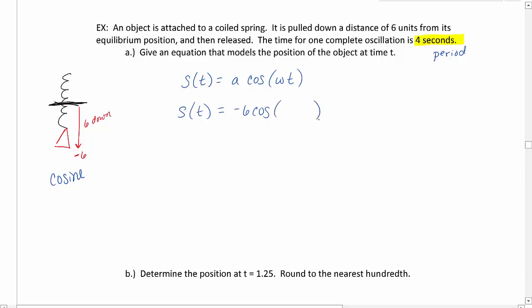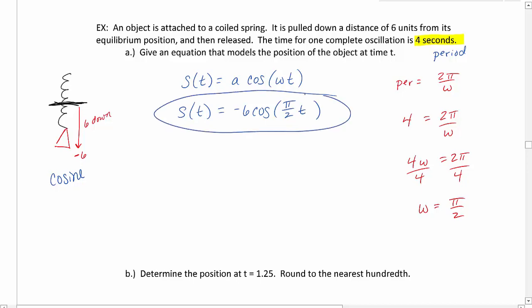And we're going to use the information we have about the period to get our omega. Remember that the period is equal to 2 pi over omega. We know that our period is 4, that was given to us, and now we can solve for omega. I'll cross multiply and divide. We get that omega is pi over 2. So that finishes our function. With an argument of pi over 2t, we get s of t equals -6 cosine of pi over 2t.